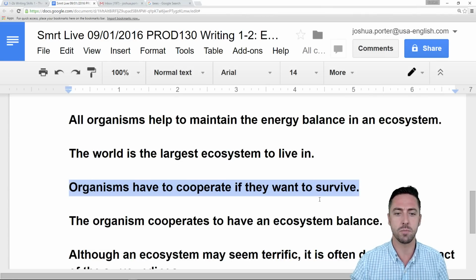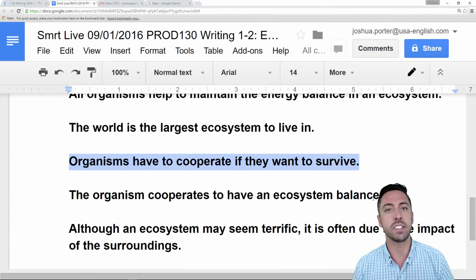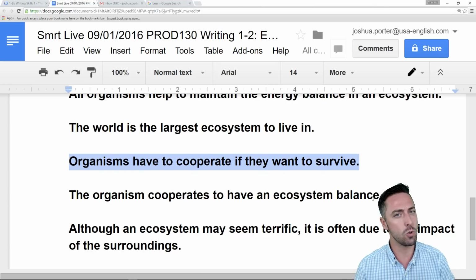Another example here, organisms have to cooperate if they want to survive. Again, I would love to see a specific example. Can you think of organisms that do cooperate that you're familiar with? Maybe in your home country, or something you've seen in a documentary or on television. What is one example that you might want to make an argument about?